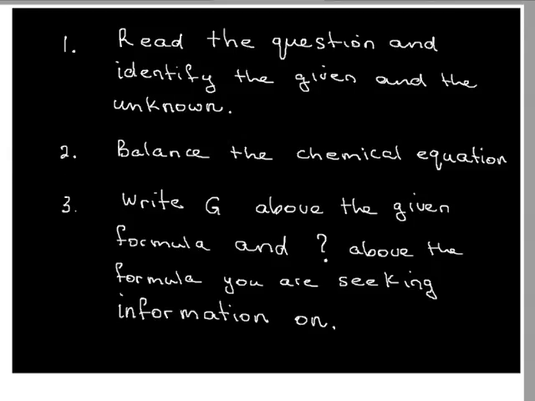So what I have here is a procedure. The first step is to read the question and identify the given information and the unknown. In other words, what are they looking for? Then you want to balance the chemical equation. Write a letter G above the formula of the given and a question mark above the formula of the compound you're seeking information on.